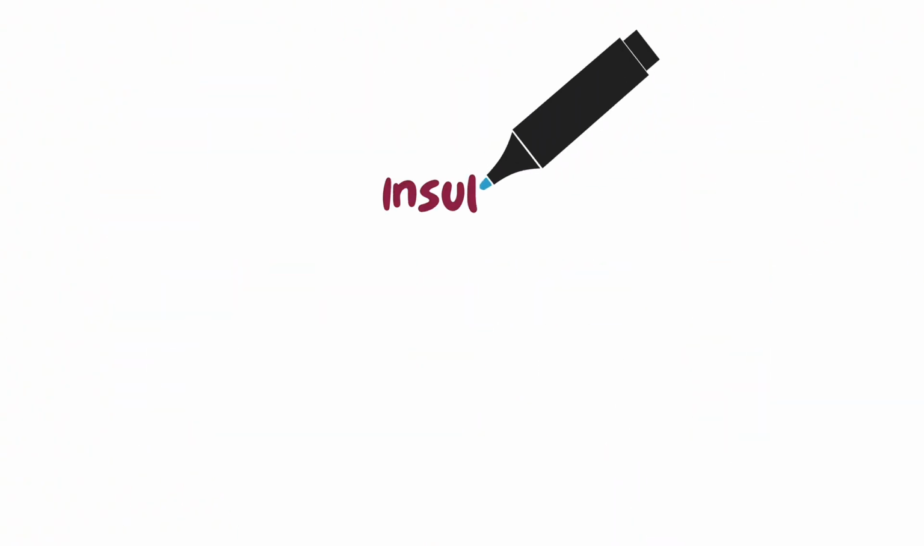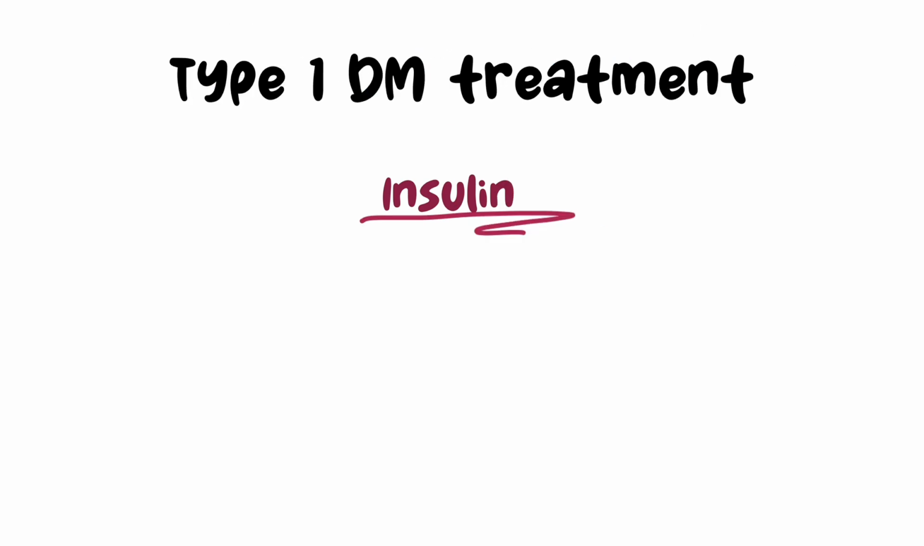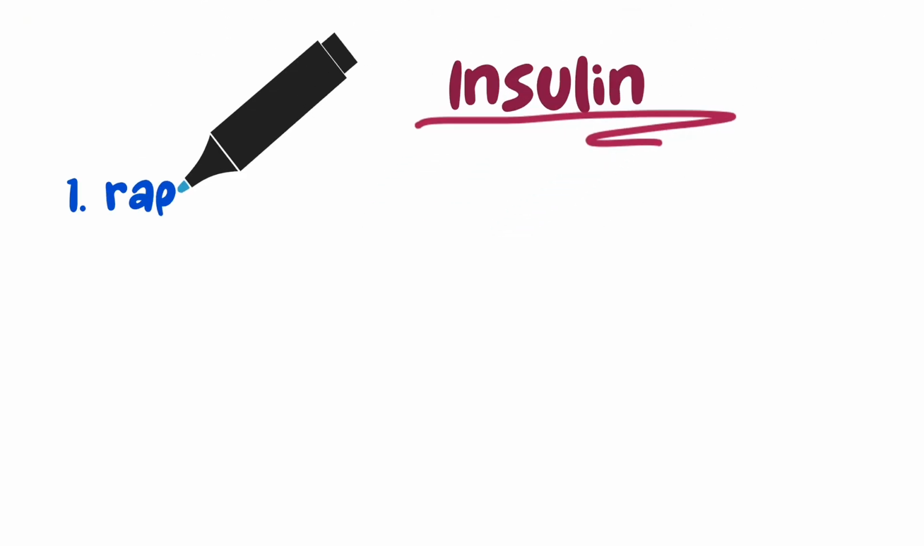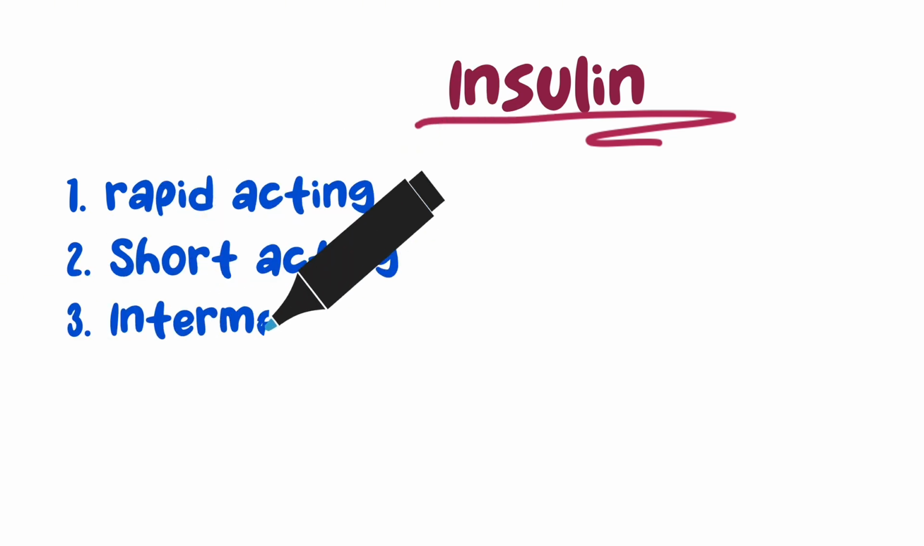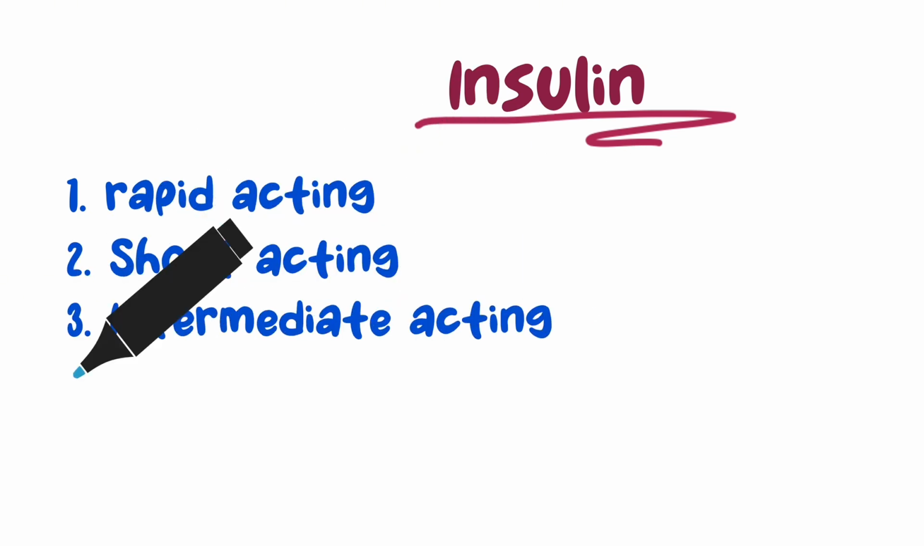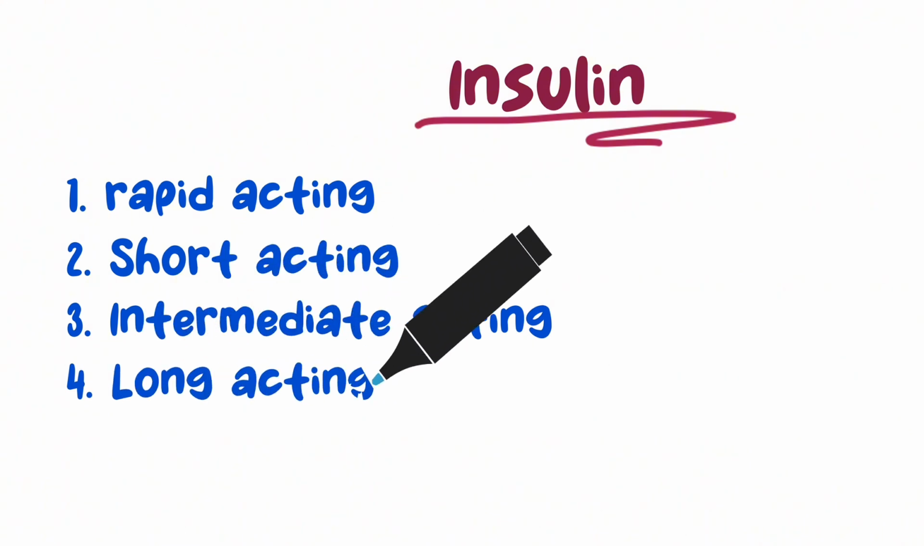Hello everyone, let's get started quickly. In brief, insulin is the primary treatment for type 1 diabetes mellitus. Now, let's talk about the types of insulin. 1. Rapid-acting insulin. 2. Short-acting insulin. 3. Intermediate-acting insulin. 4. Long-acting insulin.